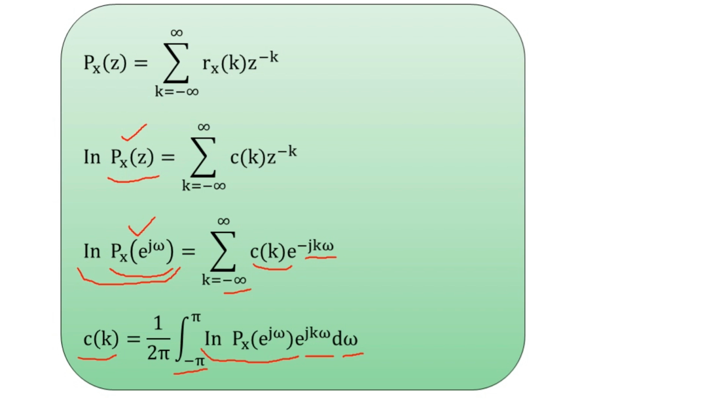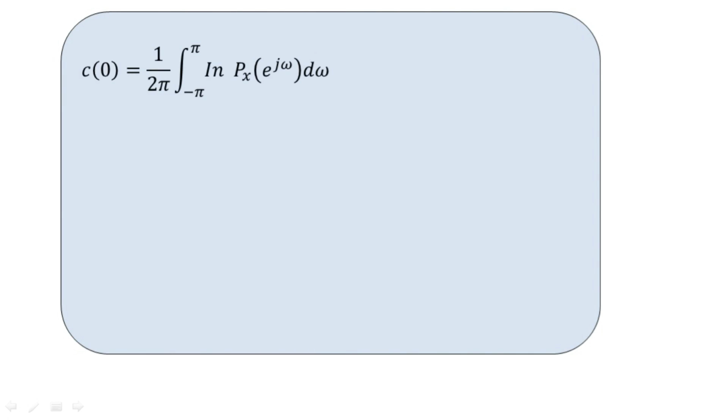Now, in addition to this representation of c_k, the component c[0] can also be expressed. This c[0] is basically proportional to the area under the logarithm of the power spectrum. Here is the mathematical expression to represent the same: c[0] equals 1 upon 2π times the integral from minus π to plus π of ln Px(e^{jω}) dω.